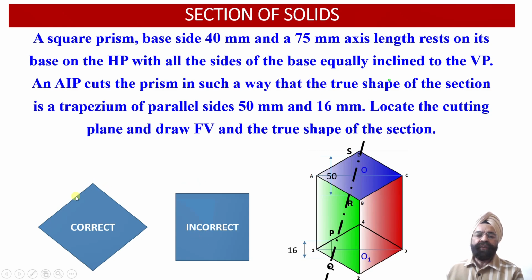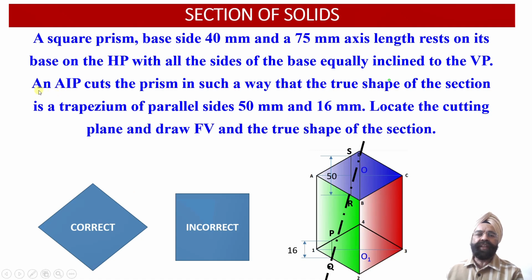Whereas if we locate the square prism onto the horizontal plane in this orientation, then we observe that all four edges of the base happen to be equally inclined with respect to the vertical plane. So this is the correct orientation of the square prism onto the horizontal plane.